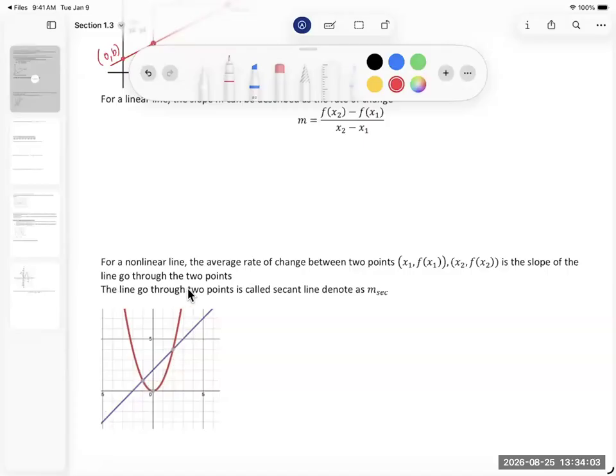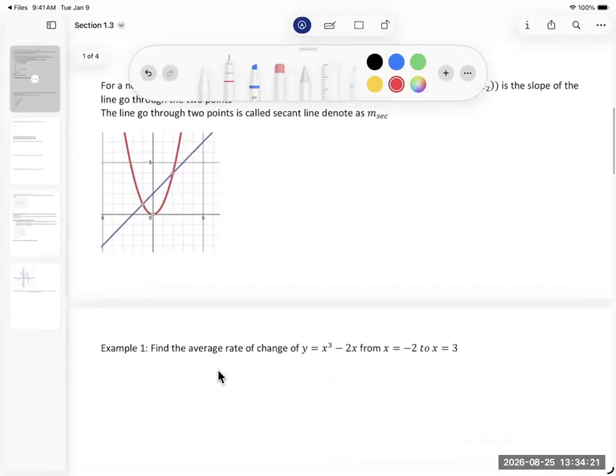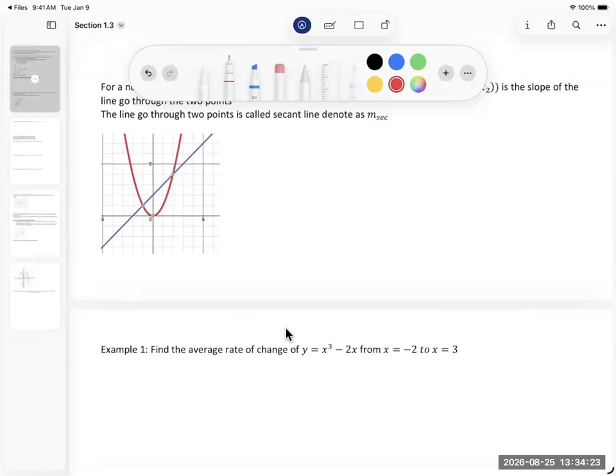The line that goes through the 2 points is called the secant line. So this is the slope of the secant line going through 2 points on the curve, which is the average rate of change between those 2 points on the curve. Okay, so let's try an example of how we find the average rate of change of a nonlinear curve between 2 different points.